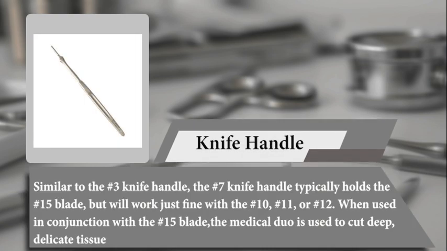Knife handle. Similar to the number 3 knife handle, the number 7 knife handle typically holds the number 15 blade, but will work just fine with the number 10, number 11, or number 12. When used in conjunction with the number 15 blade, the medical duo is used to cut deep, delicate tissue.